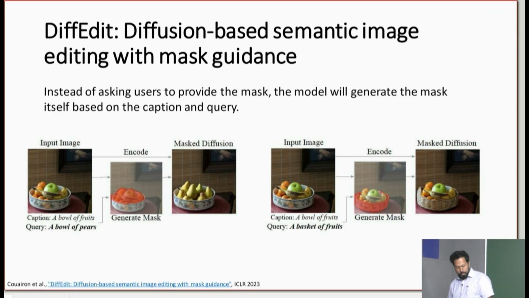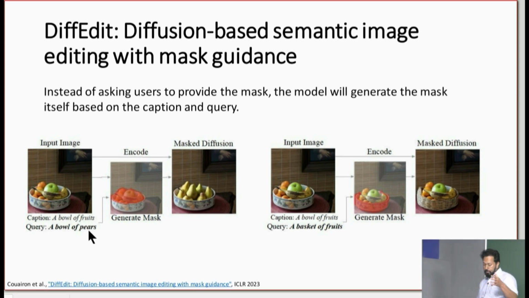This is a new one, DiffEdit. So that was SDEdit. With this you can do semantic image editing. Basically, let us say the input image is this, the caption is a bowl of fruits, and the query is a bowl of pears. So can you do that? This is not a very easy problem, right? You are given a reference image, and there itself you have to change some things. Here it's a bowl of fruits, but I only want a bowl of pears.